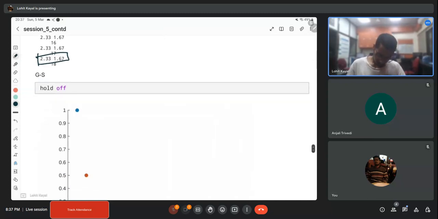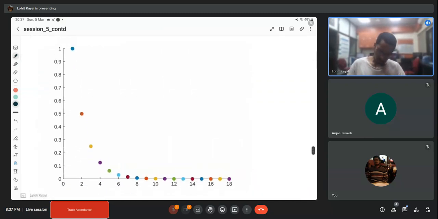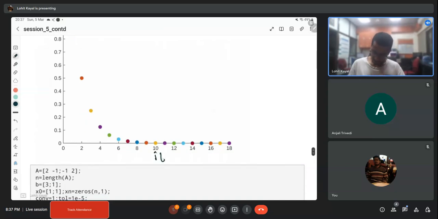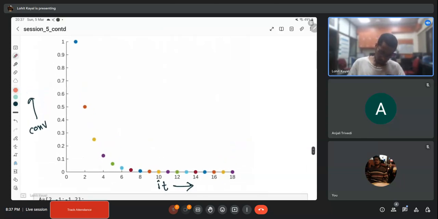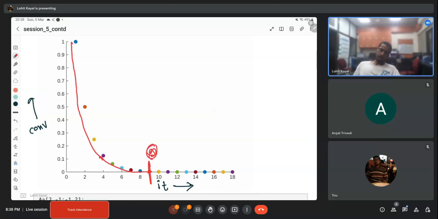This is the solution. I should have written the x axis and y axis. This is the it, this is conv. So you can see that it starts from here. Initially the convergence value is large, then it gradually decreases. The decrease is almost a kind of exponential. After nine iteration steps, these values are almost zero. So I could have stopped at this stage, the ninth step.